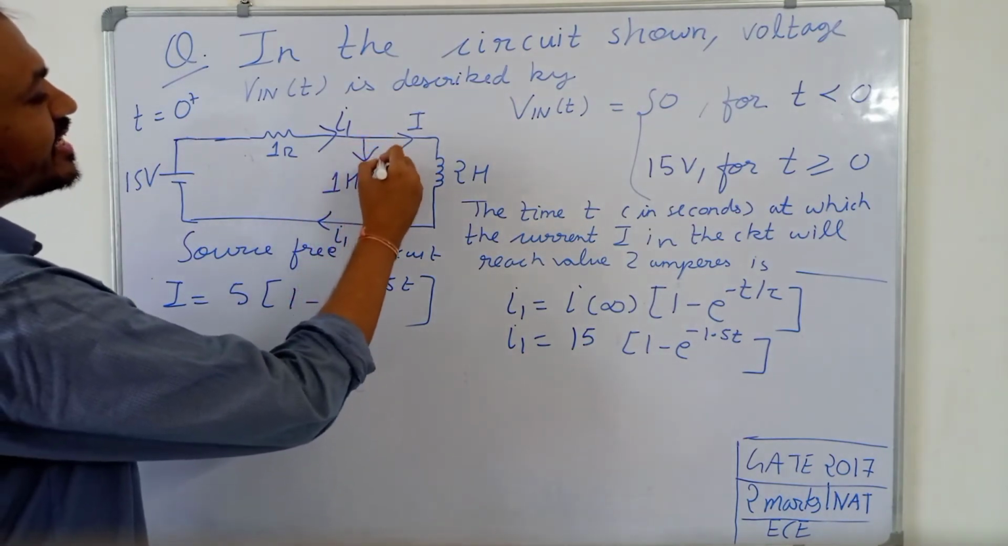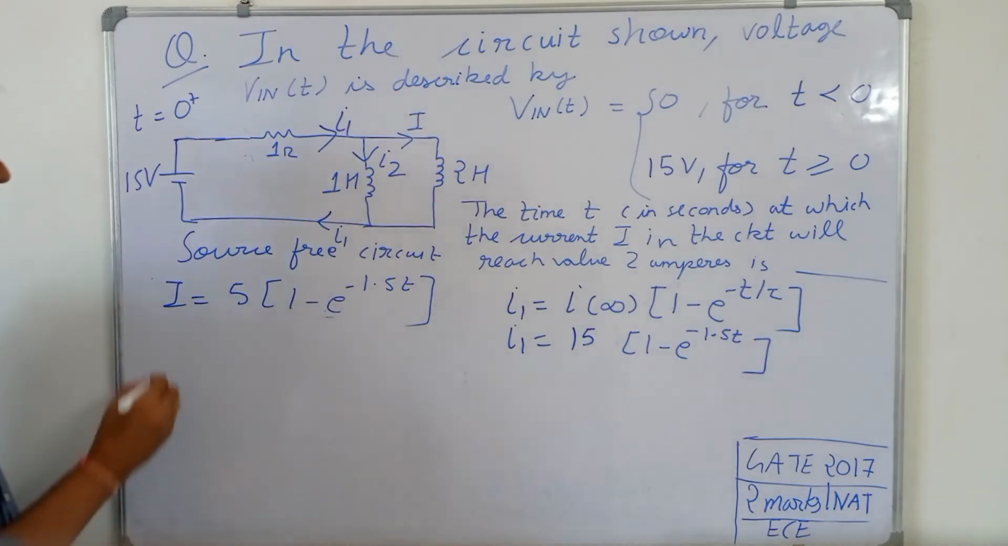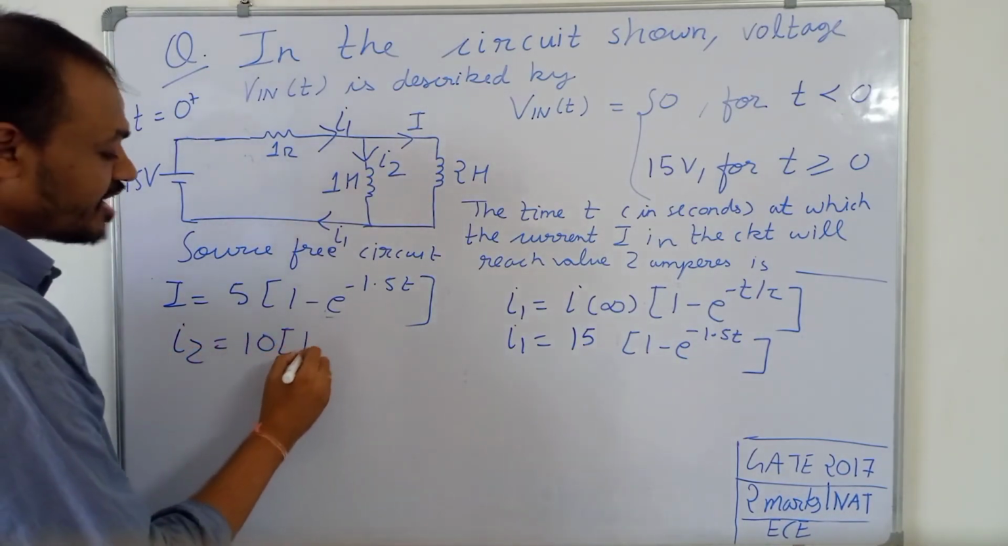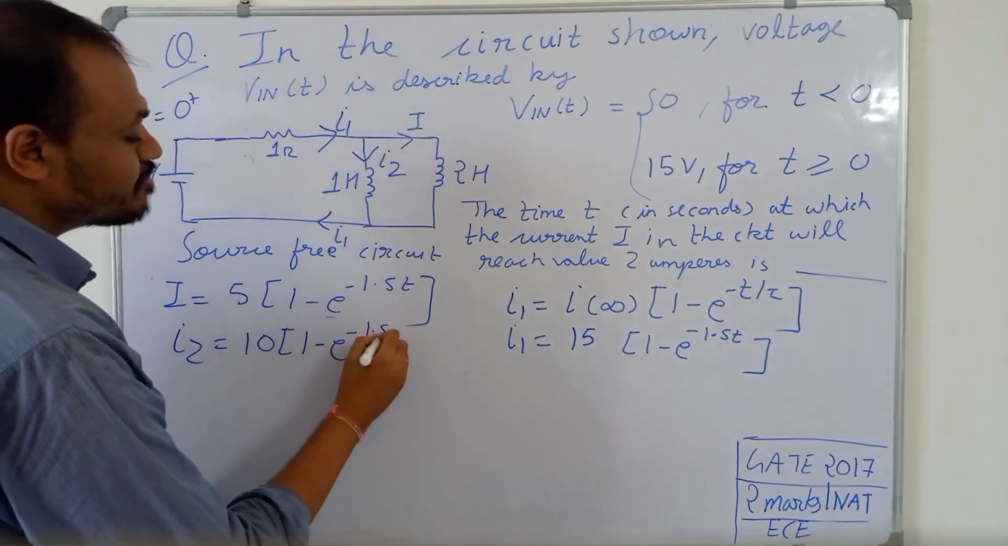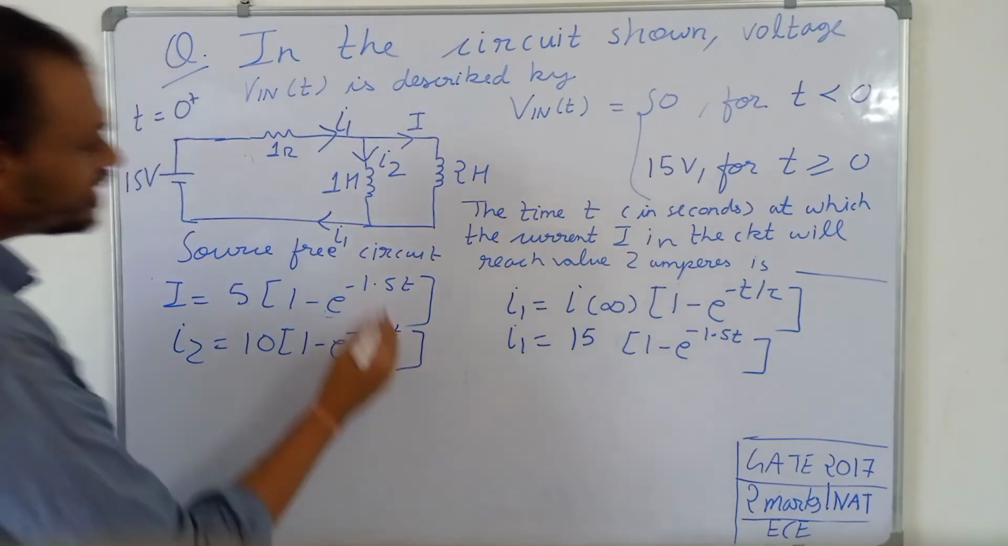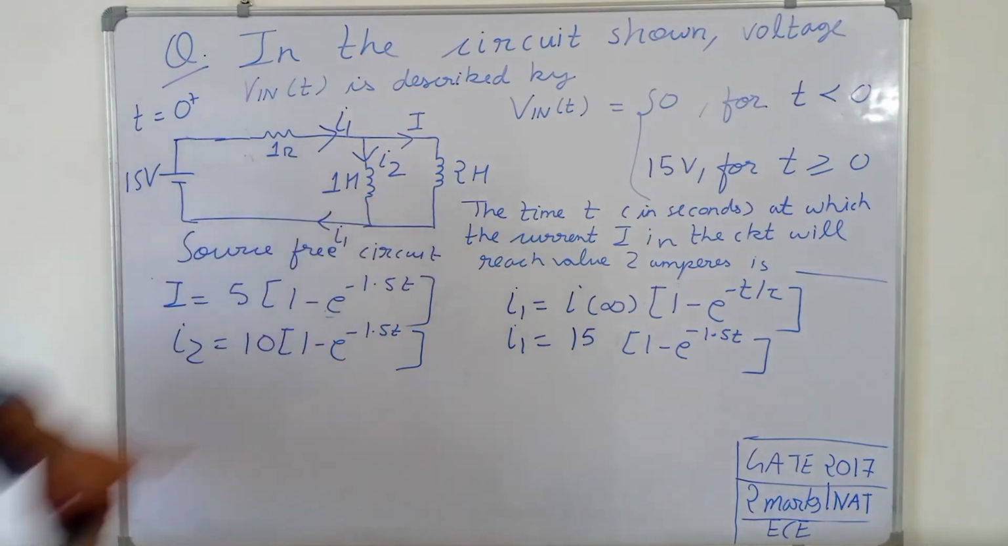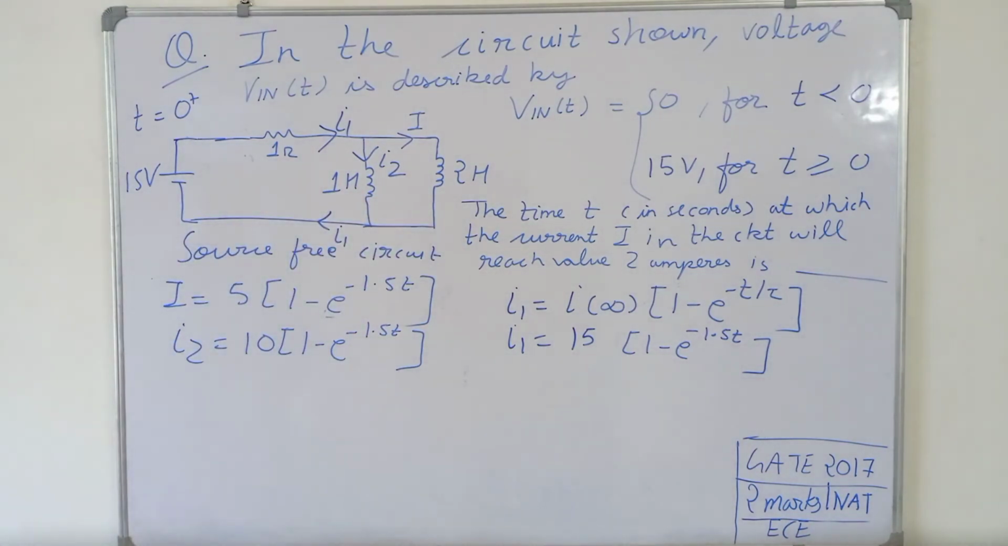And let me name this other current as I2. So I2 will be equal to 1 minus e to the power minus 1.5 t. So we have found both the currents I and I2. I2 was not asked, but we have found it, and we have also found current I1 and capital current I.